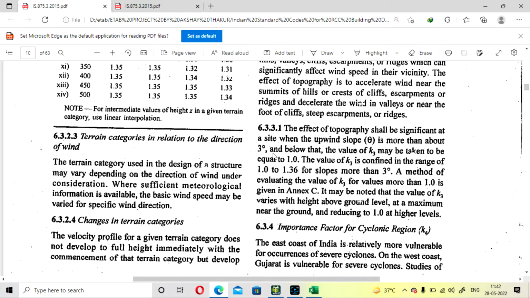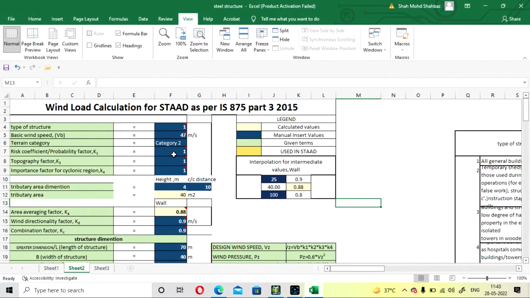Okay, if it is more than 3 degrees, I will show you in another lecture how it is calculated, where the sloped area is there. So our topography changes, so the value for K3 is also changing, but here our topography is not like this. It is simple, where the plane surface is there. So our slope will be less than 3 degrees, so I am going with the value 1. Okay, generally it is 1. For hilly areas the value will change. So here we have taken 1.